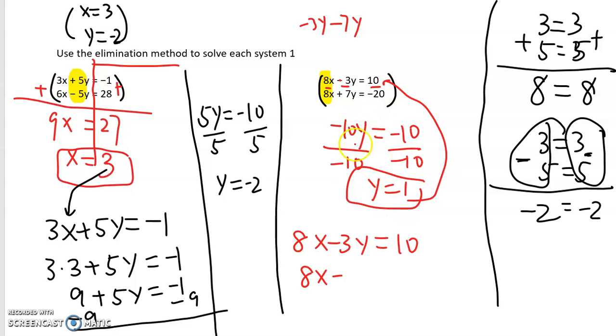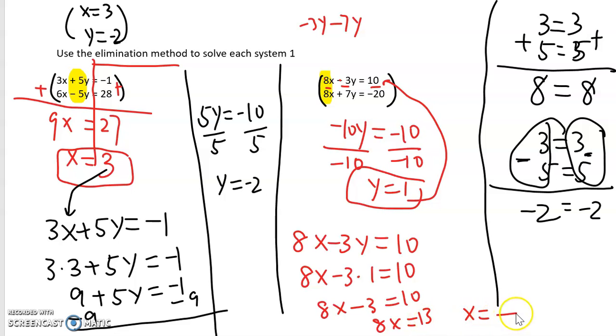So let's replace this y in the first equation. Replace that y with 1. We get 8x minus 3 equals 10. And we add 3 to both sides. We get 13 and divide both sides by 8. So we got a fraction. Now, the solution is x equals 13 over 8 and y equals 1.